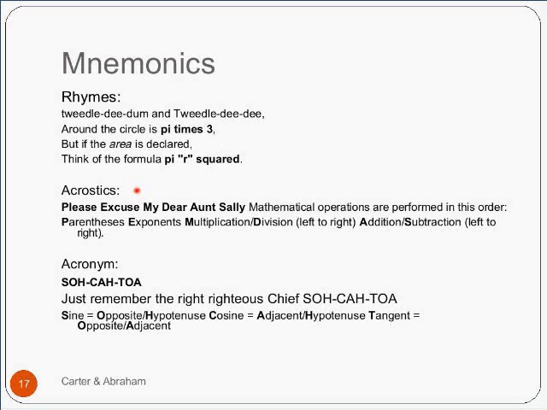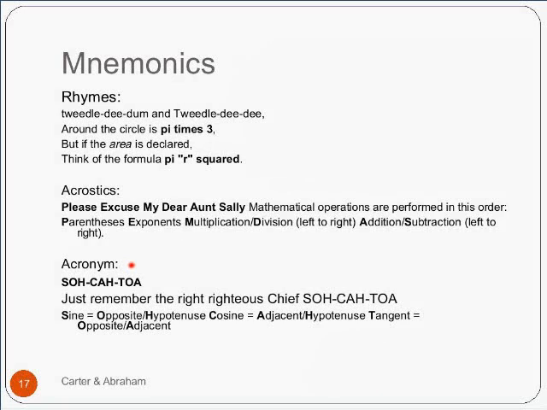The second idea is an acrostic, which is using the first letter of each word in a sentence that ties back to something else. So a very common acrostic, please excuse my dear Aunt Sally, ties back to the math order of operations. And there's lots of these that can be used to help students remember different ideas.